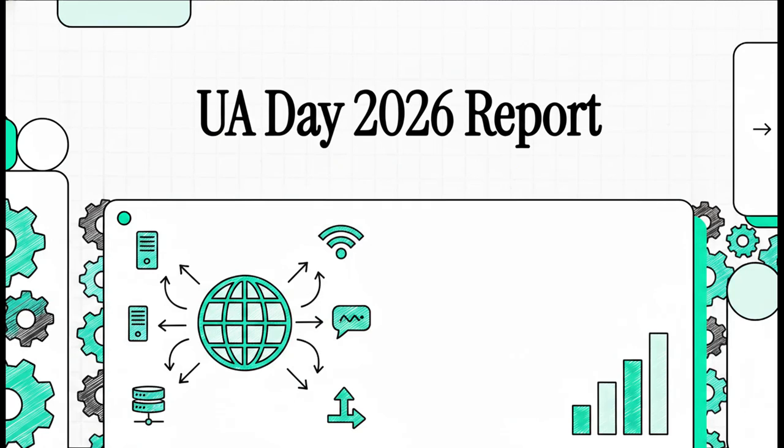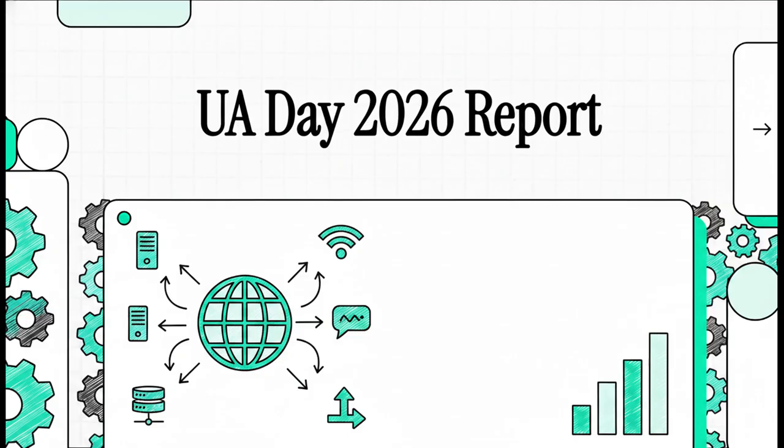Welcome back. Today, we've got an absolutely fascinating explainer lined up for you. We're going to be breaking down the official Universal Acceptance Day 2026 report. We often think of the internet as this universally open door, right? But the reality of the underlying infrastructure tells a slightly different story.